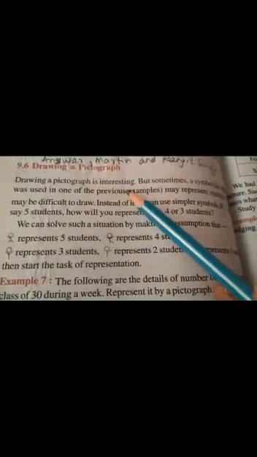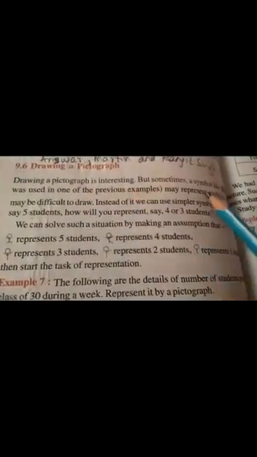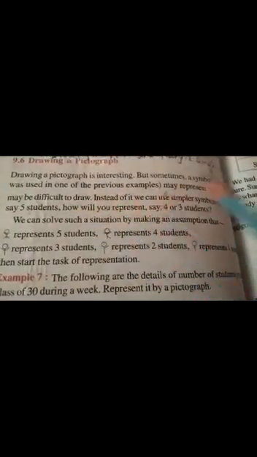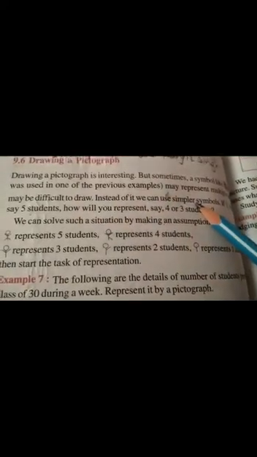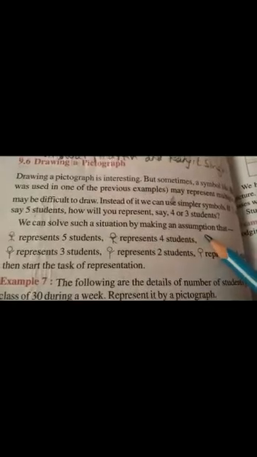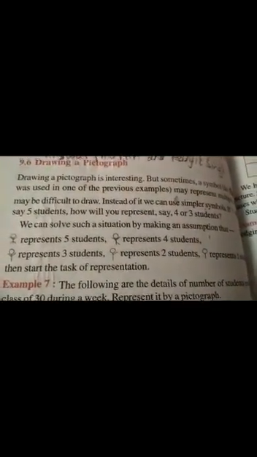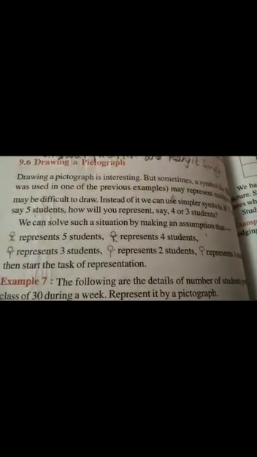Similarly, drawing a pictograph is also very easy. You can take a symbol using one of the examples, or represent many symbols, and instead of drawing we can use simple symbols also, and you can represent any symbol with the number required by using the scale. So pictograph is a very easy part of data handling.